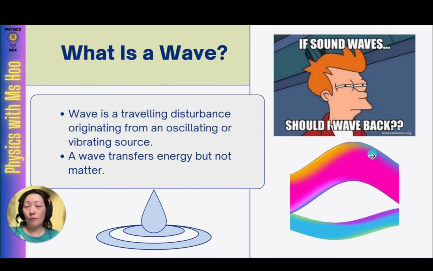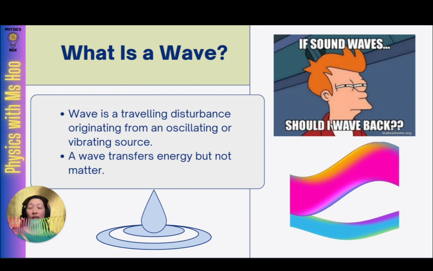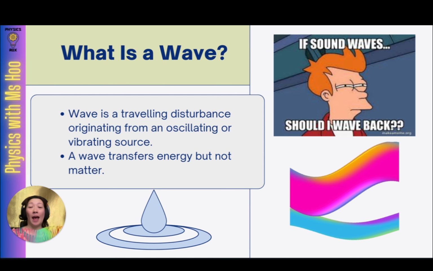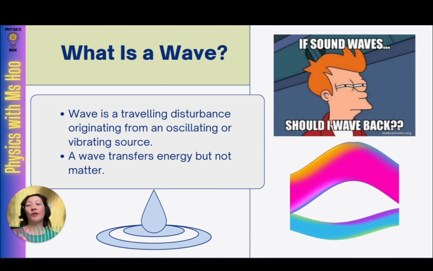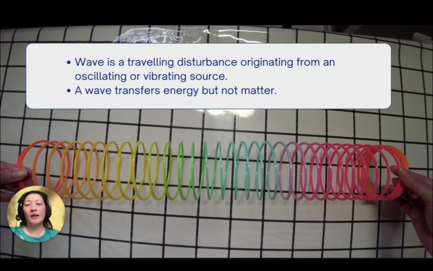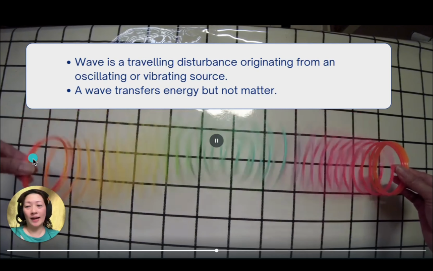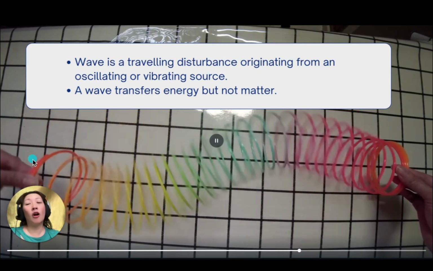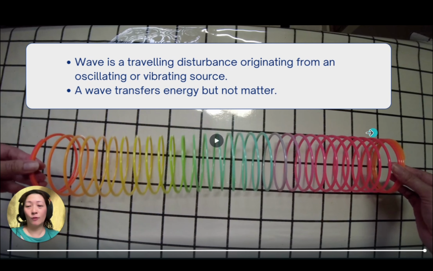Now, in order to model the wave, normally we will use a slinky spring because it's much easier to be able to see what's happening with the wave particles. So we're going to be observing the slinky spring, which I'm going to shake to model the wave. In this example, you can see that I'm shaking the spring on the left-hand side and my hand is mimicking an oscillating source. So that causes the entire spring to shake as well. As you can see, there was a traveling disturbance from left to right.